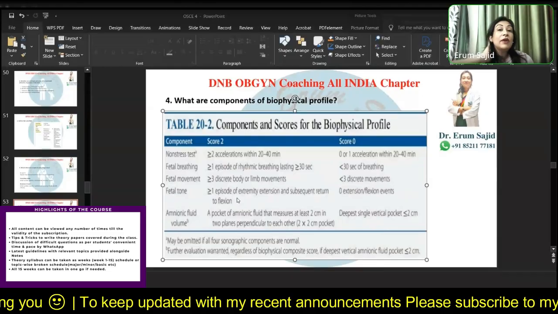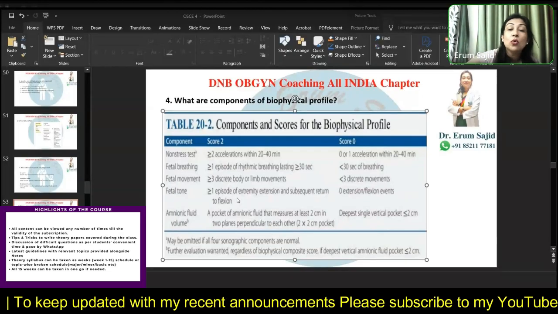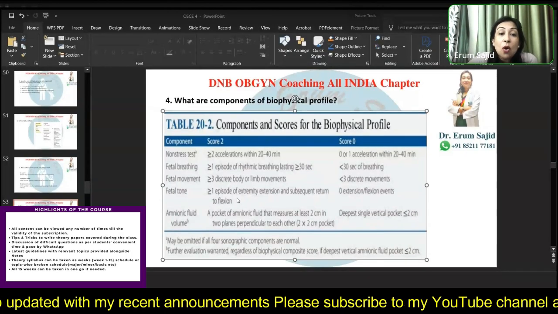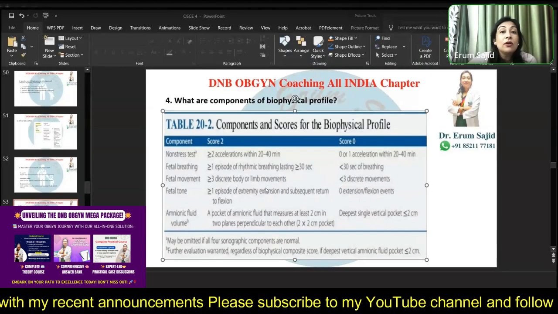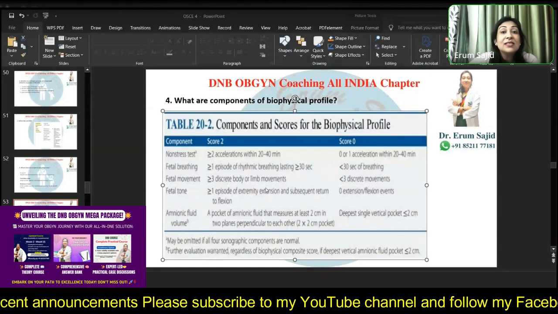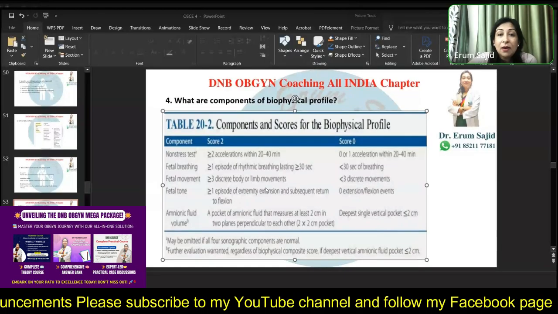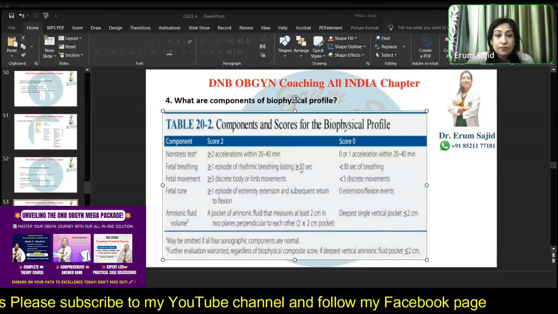So for that, you have to wait for 20 to 40 minutes as long as this whole BPP keeps going on. And a score of less than 4, you have to take immediate action. Less than 6 is equivocal, and 8 and above is a good score.